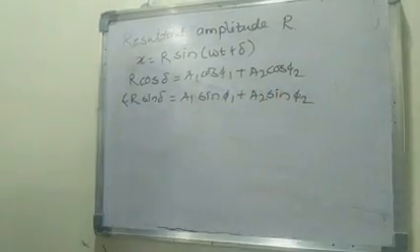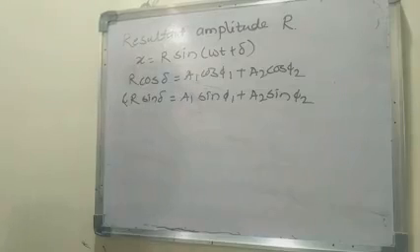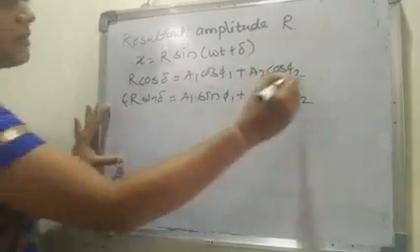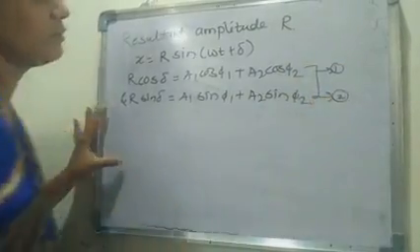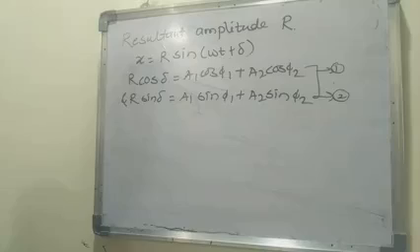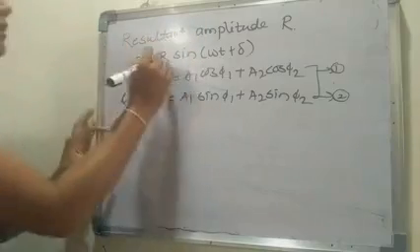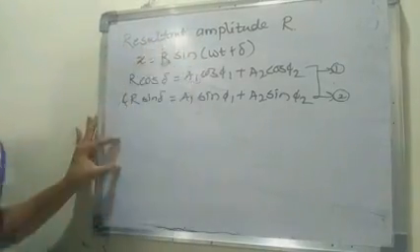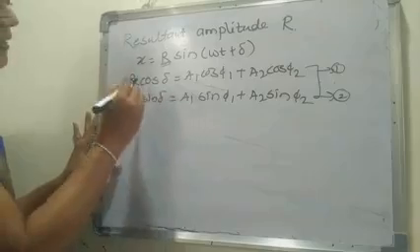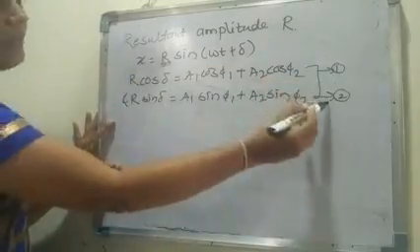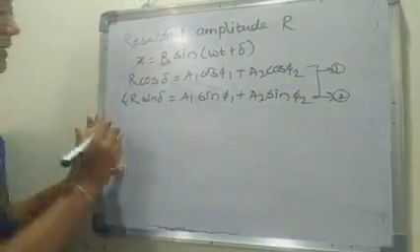That is, R cos delta equals A1 cos phi 1 plus A2 cos phi 2, and R sin delta equals A1 sin phi 1 plus A2 sin phi 2. Suppose this is equation 1 and this is equation 2. By using these two equations, today we are going to find the expression for the resultant amplitude R. For that we have to square equation 1 and equation 2, and after that add them.